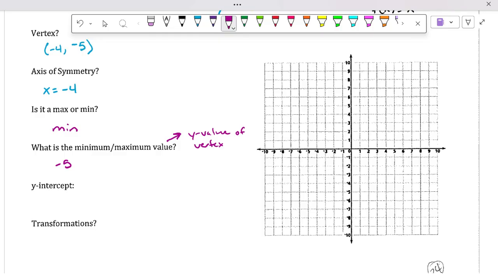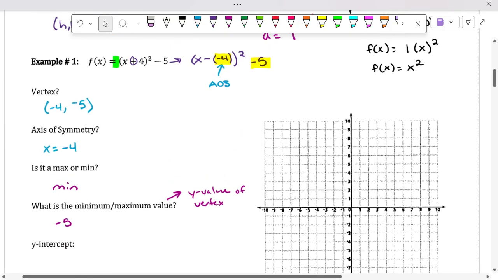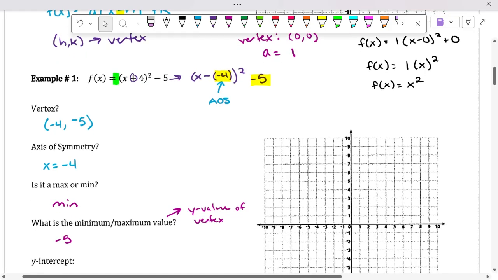Now, what do you think the y-intercept will be? So what's an easy way I can find it using my function? Plug in what? Not the vertex. The vertex won't give us the y-intercept. Nope. Think about how you write the y-intercept as a point. What value do you always have for x? 0. So what can I do with that? Plug in 0 for x.